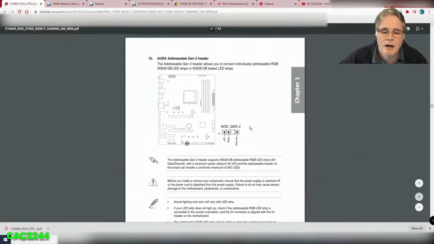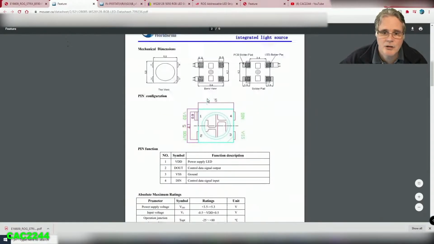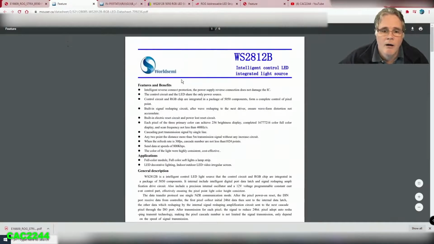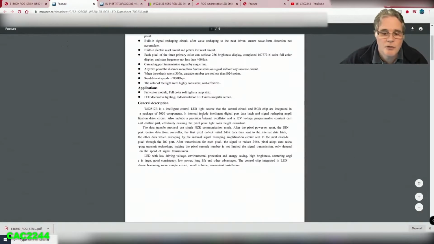So let's see something, all right? The WS2812B. I've got the data sheet right here. So this is what it says. It's got the little IC, integrated circuit, as well in the chip. This is the little black part that you see when you look at the chip from close.